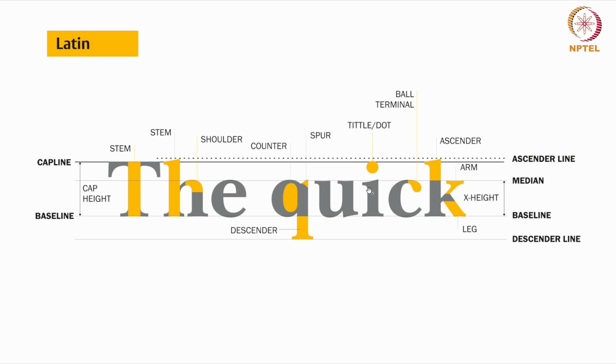Okay, so there is a bowl, which is a curved part of the letter that encloses a space. Like in letter Q, letter A or letter E, that is also called a bowl. And then letter D. The enclosed space within a bowl is called counter space. So the inner side is called counter.